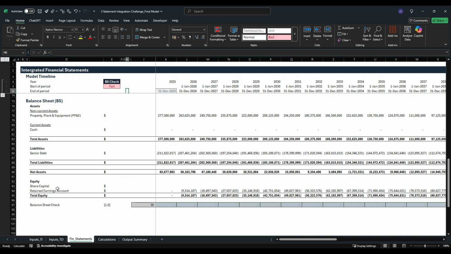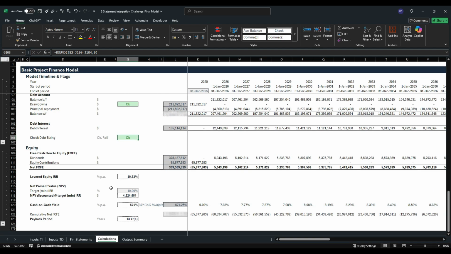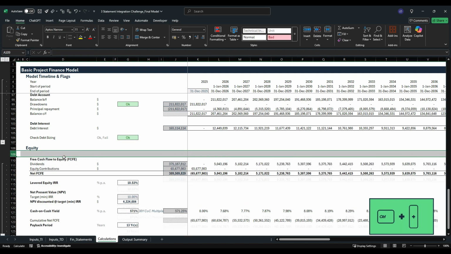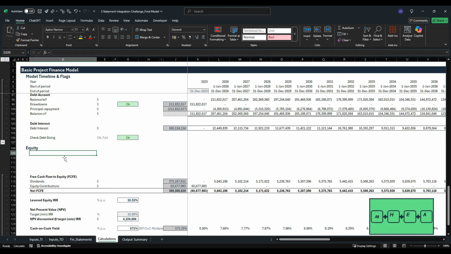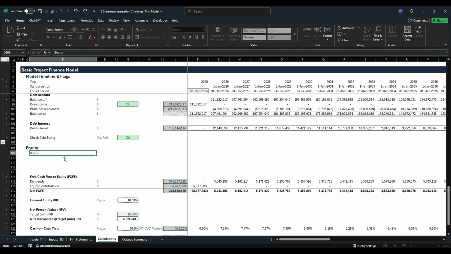And to see whether we actually get our balance sheet to balance, we will have to model our share capital account. So to do that, let's head over to our calculation sheet. And I suggest to do that at the very top of our equity section. So let's give this some room. Mark all these rows, hit Alt HEA to get rid of the formatting. And we will name this share capital account. Bold this. And you guessed it, this starts with a balance brought forward. Then we'll have drawdowns and a balance carried forward.